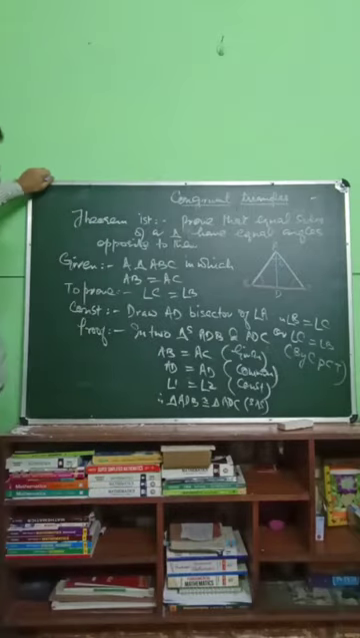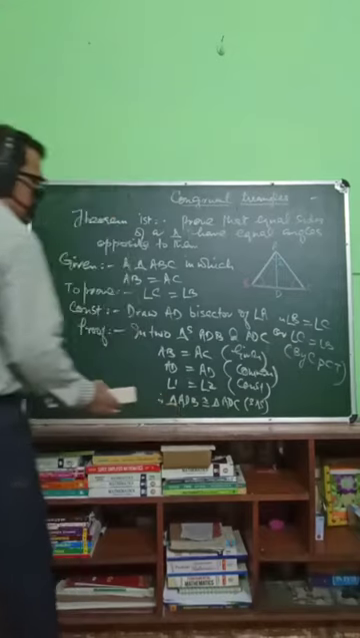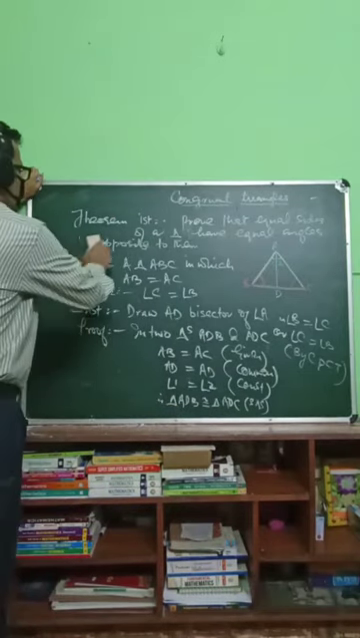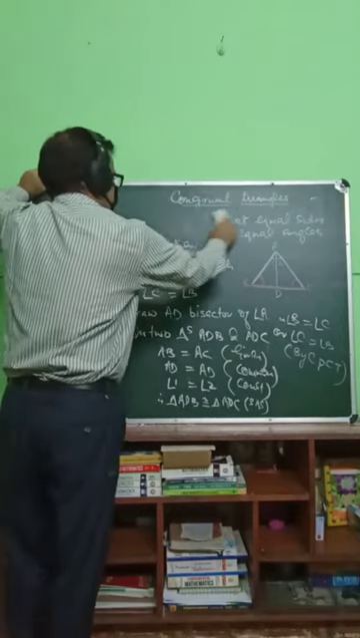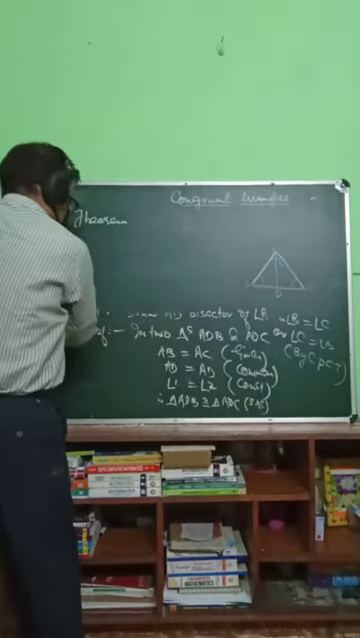This is now first one we have proved. What needs to be proved? Angle C is equal to angle B. So this we have done. Now theorem second. It is converse. It is the converse of the same theorem.